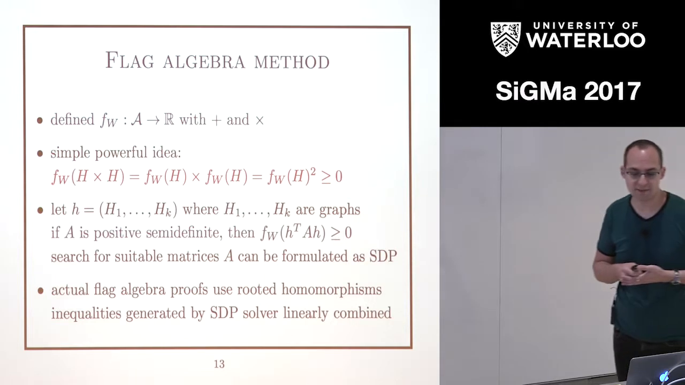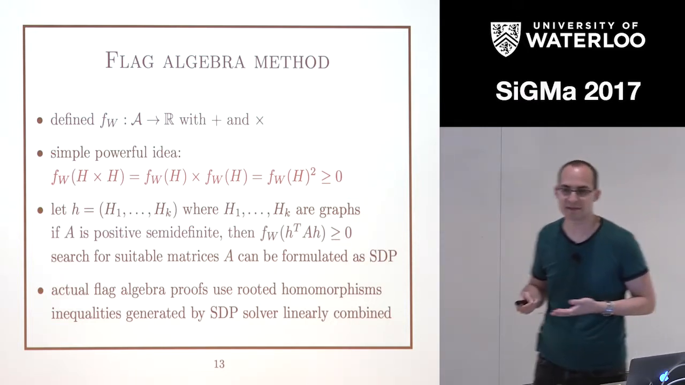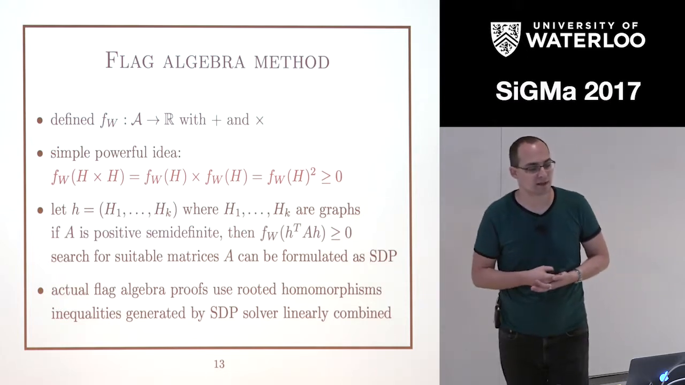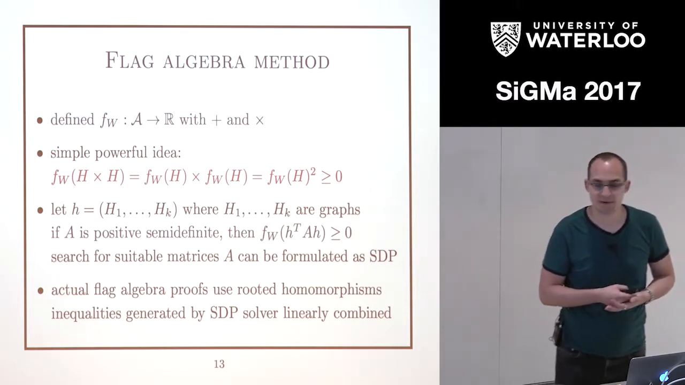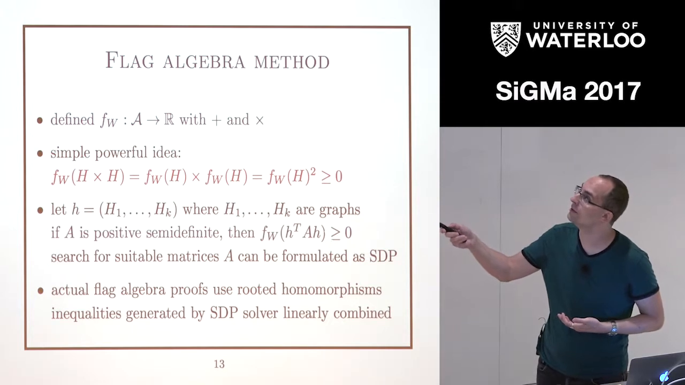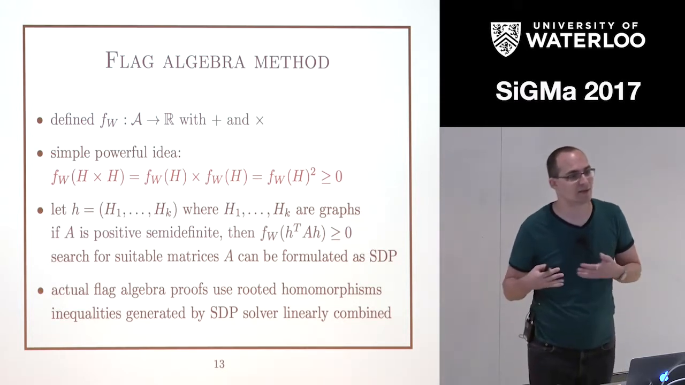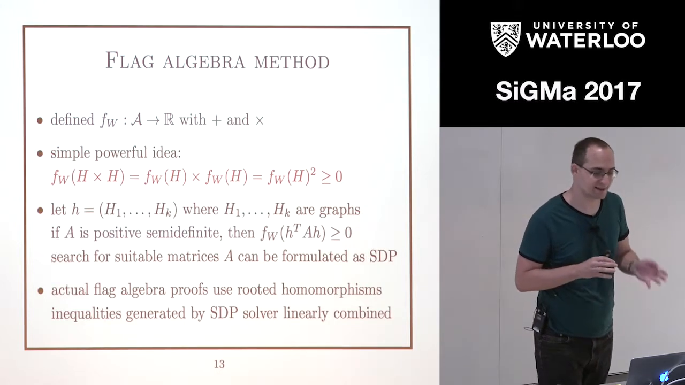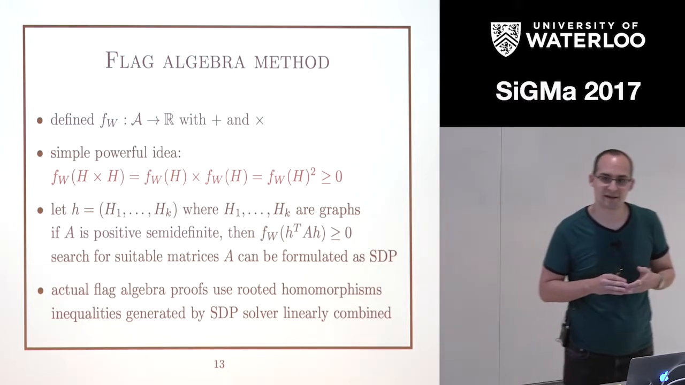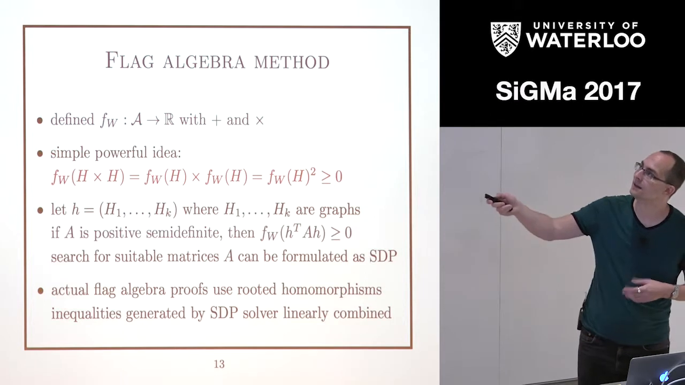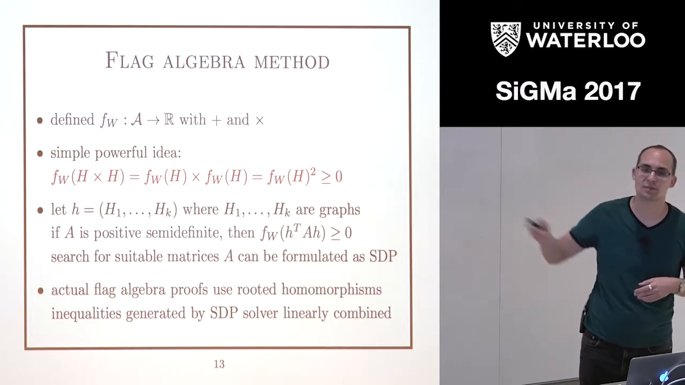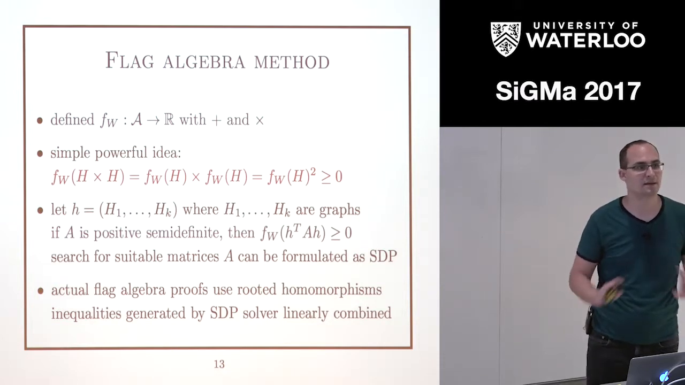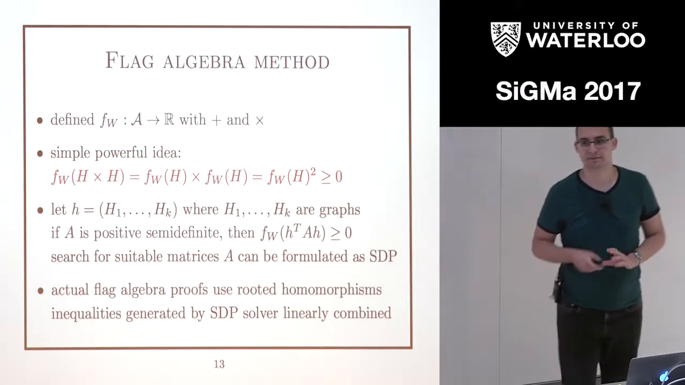And the flag algebra method is nothing else than formulating this as an SDP program, where one searches for asymptotically true inequalities between subgraph densities of this form. Maybe one can generate a couple of them and add them together. I have to say that I slightly simplified things: in the real application one doesn't use this homomorphism directly, but some kind of rooted extensions of it. But basically, this is the main idea behind the flag algebra method.